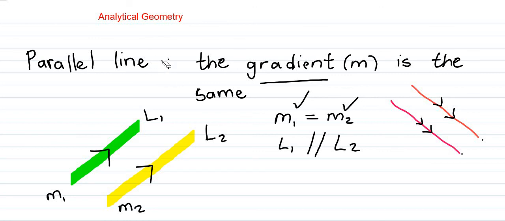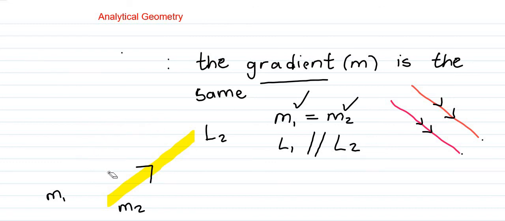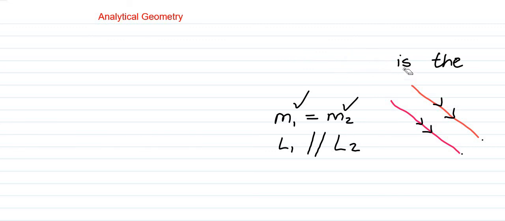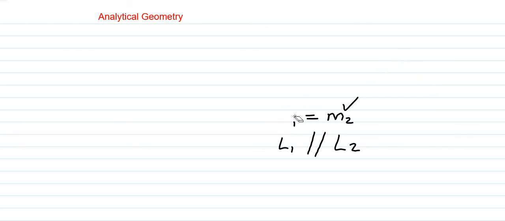And then let's move on to the next set of lines. So the next set of lines are the perpendicular lines. Again, this is quick, because we have already touched on the gradient. So for perpendicular and parallel lines, the focus is on the gradient. So let's see, if we are talking about perpendicular lines.